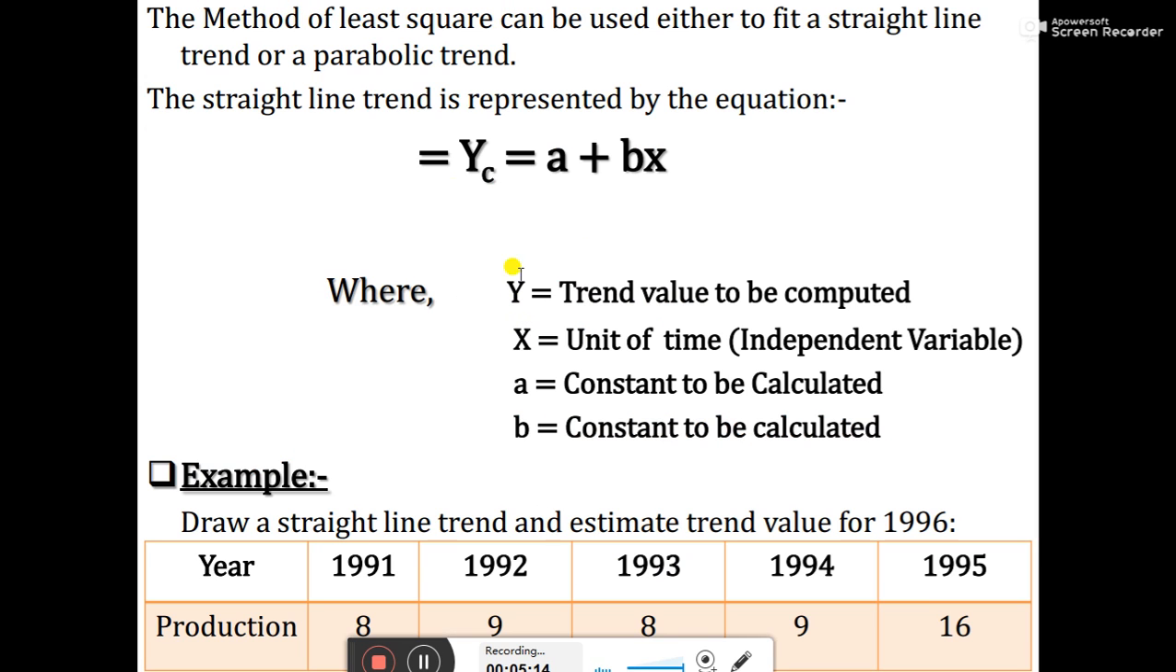So we'll try to see these things. The method of least squares can be used either to fit a straight line trend or a parabolic trend. The straight line trend is represented by the equation y is equal to a plus bx, where x is the unit of time, the independent variable, a and b are constants to be calculated, and y is the trend value to be computed. So again, this is the data given.